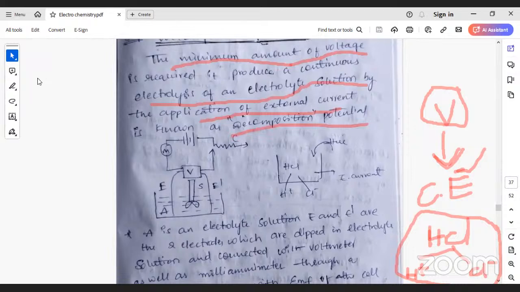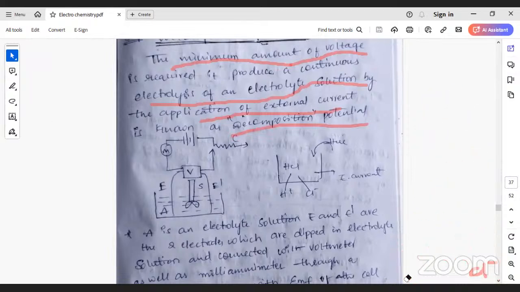Is the definition clear? How much voltage is required to produce the continuous electrolysis of an electrolyte solution?